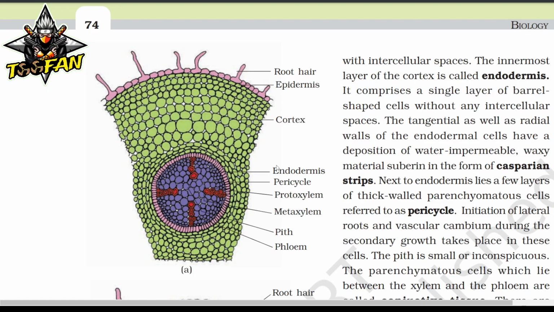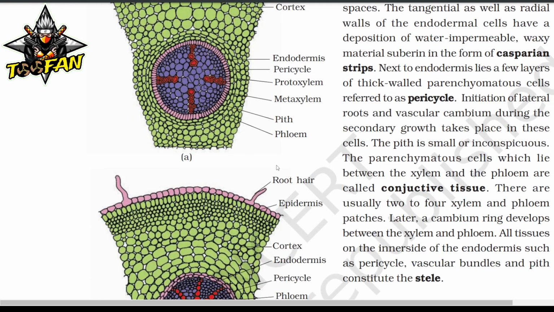The pith is small or inconspicuous. The parenchymatous cells which lie between the xylem and the phloem are called conjunctive tissue. There are usually 2 to 4 xylem and phloem patches. Later, a cambium ring develops between xylem and phloem. All tissues on the inner side of the endodermis, such as pericycle, vascular bundle, pith, constitute the stele.